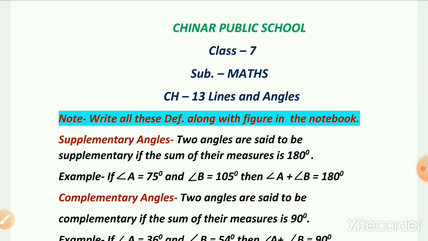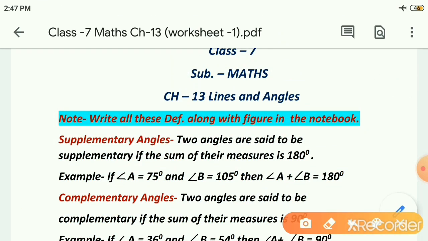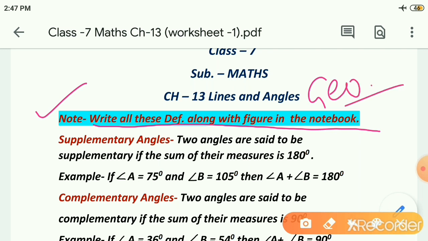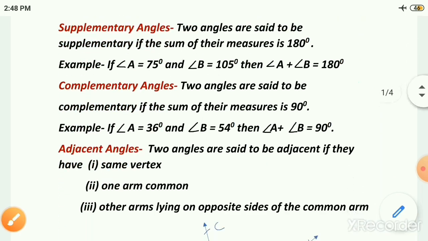Now, after learning all these points, there is one note: you have to write all these definitions along with figures in the notebook. The notebook is the geometry notebook, where you have one side a lined page and one side a plain page. Please go through each and every definition. Do a lot of practice.